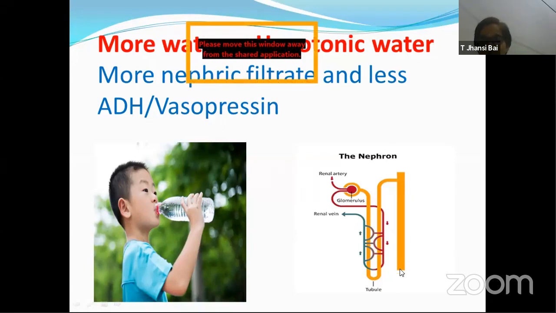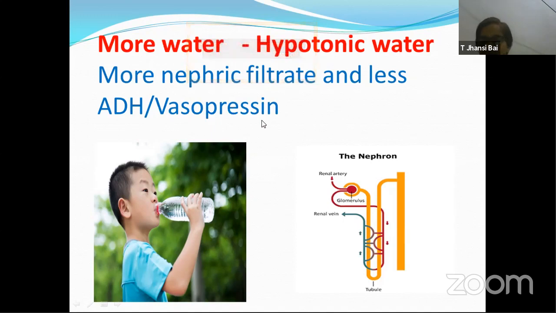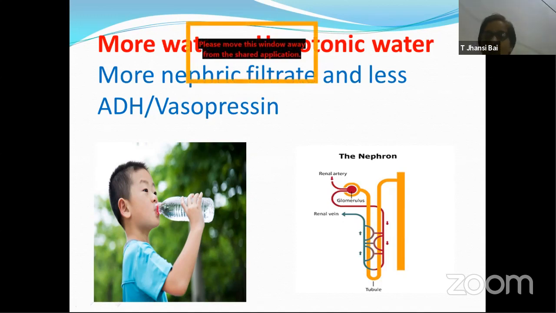So two things are happening. One, blood pressure is high, so a lot of nephric filtrate is produced. A lot of nephric filtrate means the water content is more, so hypotonic urine is produced. Second, if you are taking a lot of water, ADH or vasopressin secretion becomes very, very less. If this hormone is not present in sufficient quantities, the distal convoluted tubule and the collecting duct don't reabsorb water. When water reabsorption does not take place, finally hypotonic urine is produced. So this is what happens. We have understood two mechanisms.